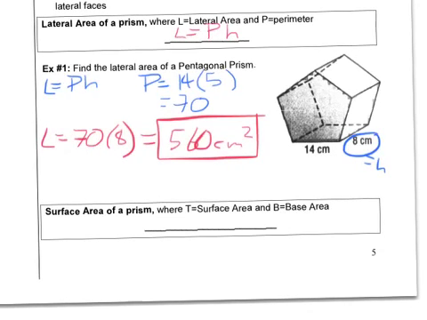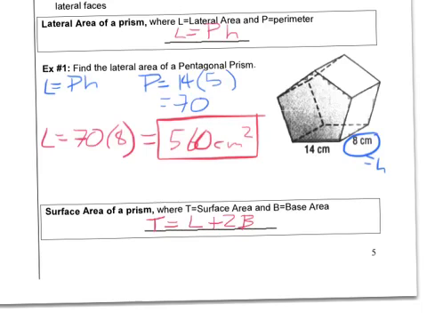Alright, what if we didn't want just the lateral area? What if we actually wanted the surface area, meaning the area of all the sides, including the bases? Well, that would be the lateral area plus the top base and the bottom base. And those two areas should be equal, so the total surface area, we use a T for surface area, will equal the lateral area plus 2 times the area of the base, because there's 2 of them. T equals L plus 2B.